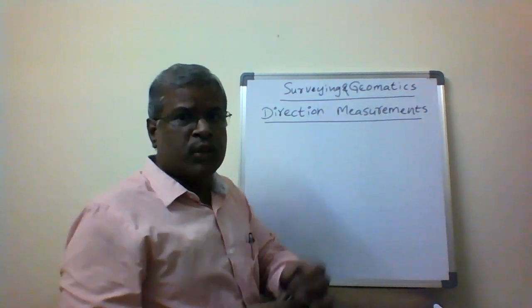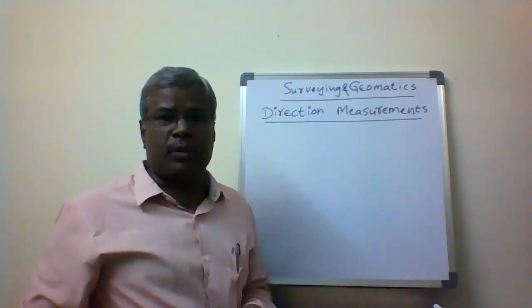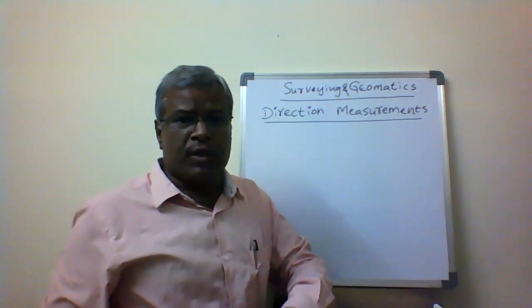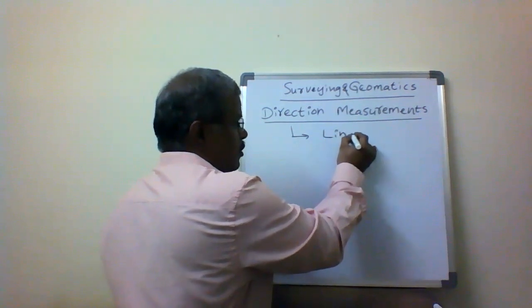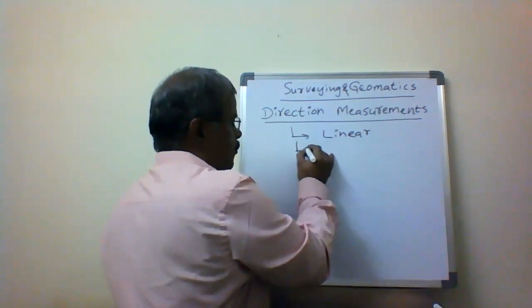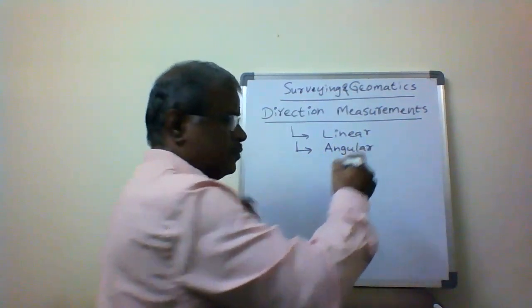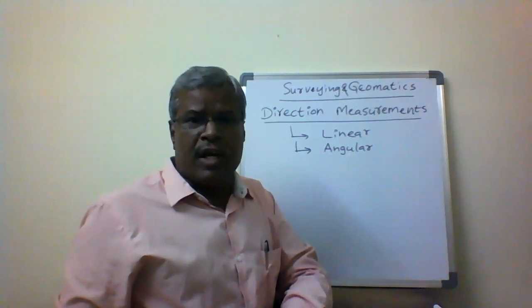I'm going to be teaching the subject Surveying and Geomatics. And today's session, I'm going to be discussing direction measurements. The direction measurements are going to be classified into two types: one is linear and another one is angular measurements.